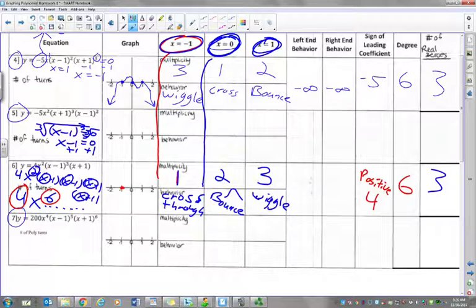4x to the 6th power. Both of them pointed upwards because it's an even power and a positive leading coefficient. So since it's an even degree and a positive leading coefficient, that means they're both going to be going upwards, or positivity, or up. And that means that we can graph it now.